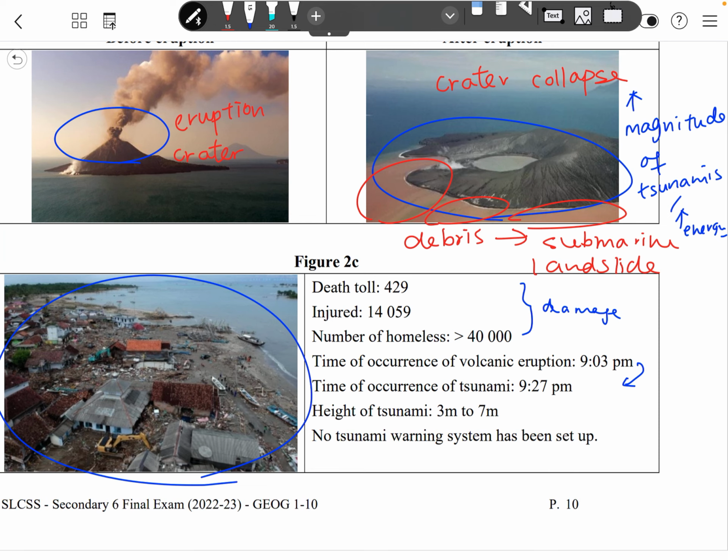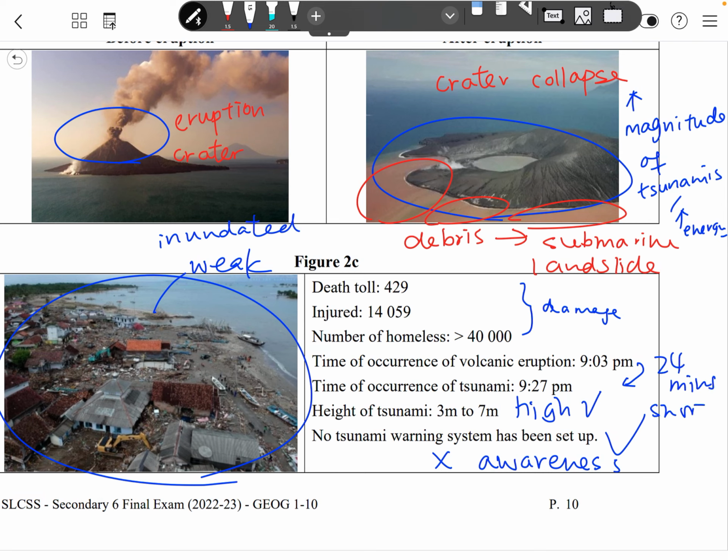So next one, many useful data. Some of you can use it very well, like high tsunami wave, no warning system, so no awareness for the people to evacuate. And the buildings here are very weak, so they are prone to be inundated. So learn some keywords here. Some of you still use your own wordings. Use the words no hazard awareness. The time lag is short, only 24 minutes. Okay, short time lag. So make use of all this data.